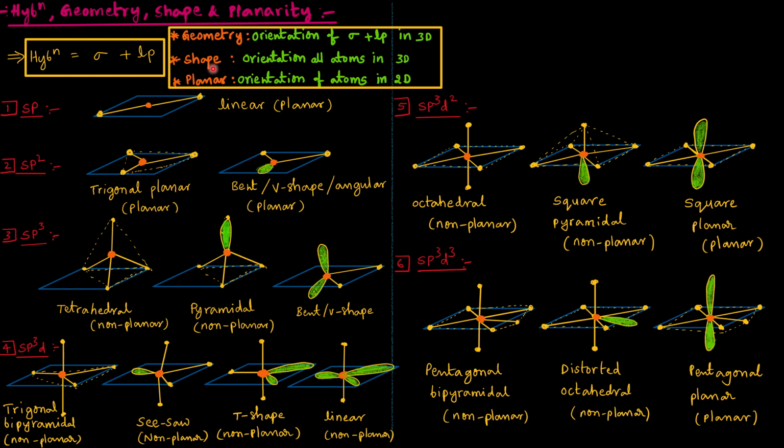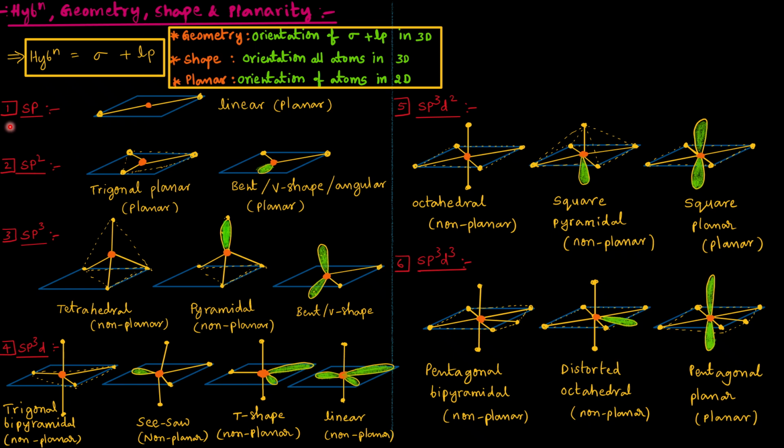Whereas shape means the orientation of all the atoms in the molecule in 3 dimensions. So we are excluding lone pairs here; only the sigma electrons' orientation, or all atoms in 3D space, we are considering. And planar means orientation of atoms in 2D space, not 3D, only 2D space. So in 2D space, or the same plane, atoms we are considering. If all the atoms are present in the same plane, then that molecule is said to be planar.